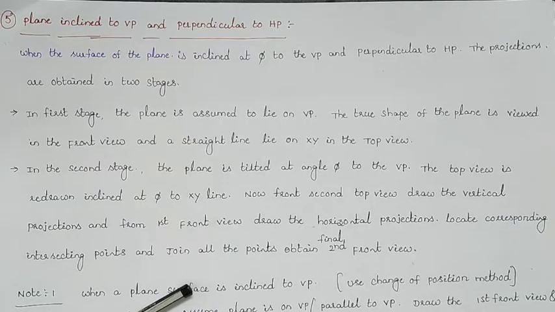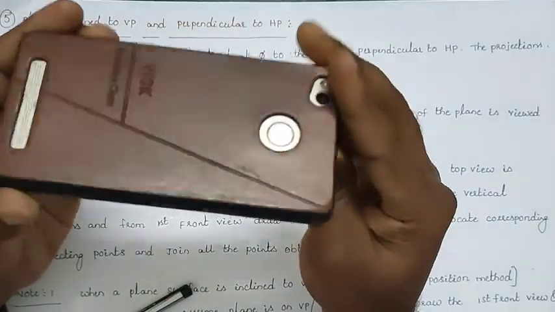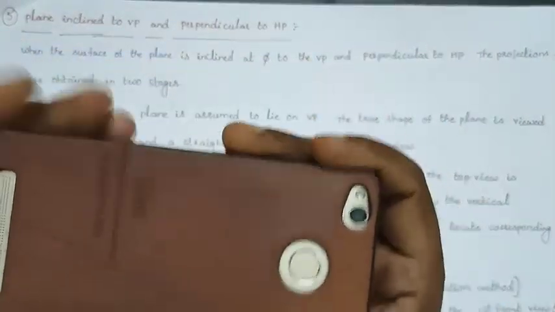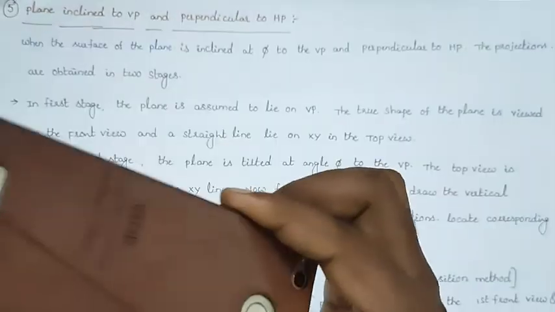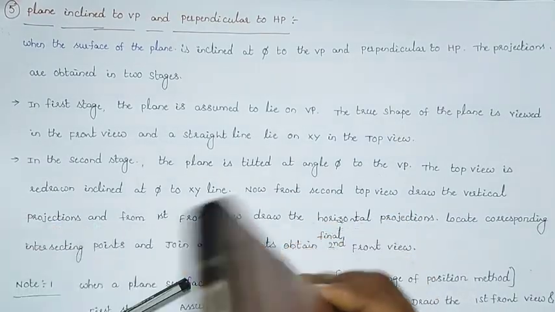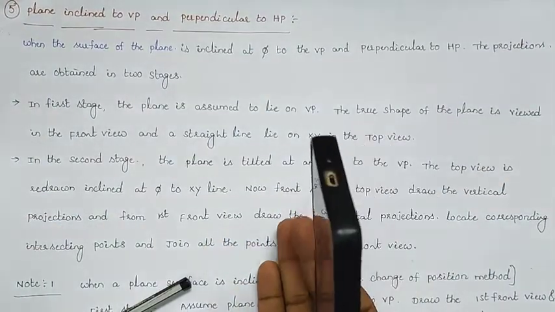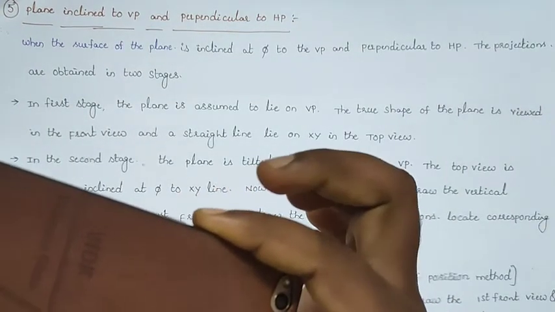A plane surface inclined to the VP. Suppose I am taking this one as the plane surface, which looks like a rectangle plane surface. So this plane surface is inclined to the VP, meaning inclined with respect to the vertical plane. Suppose my hand is a vertical plane and this surface I am taking as a horizontal plane. Inclination with respect to VP means this is the position.